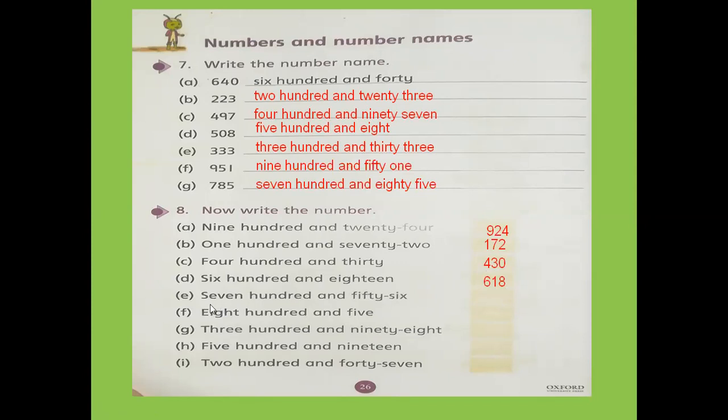Seven hundred fifty-six. Write 7 and then 56. So it will become 756. Then F.